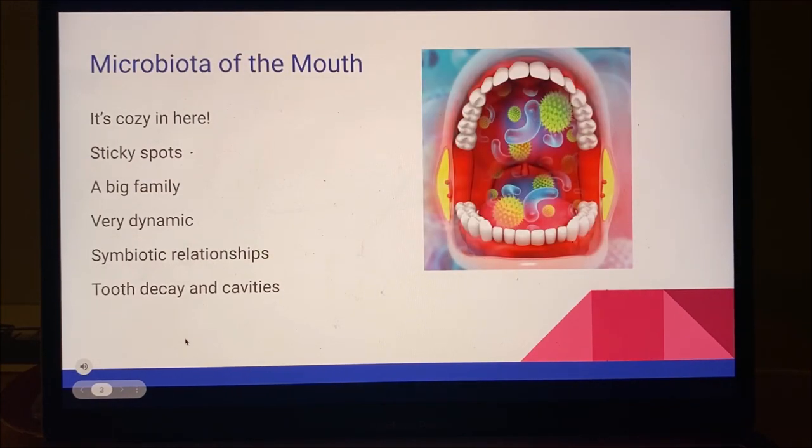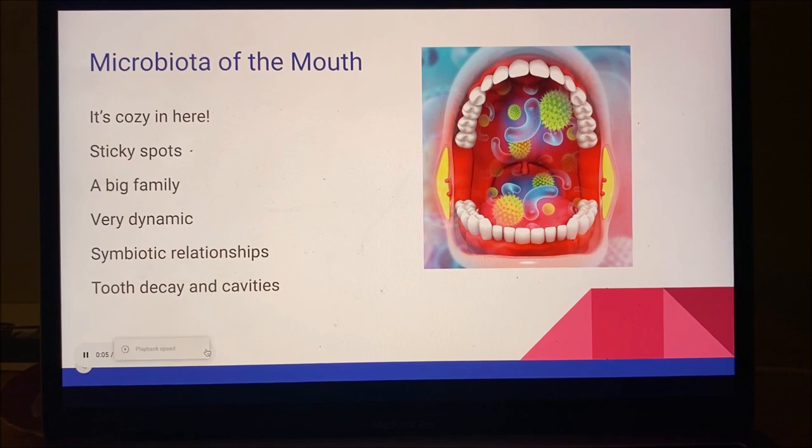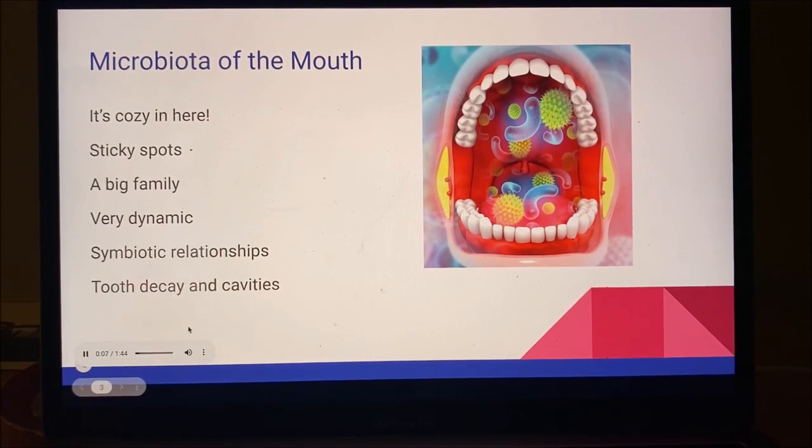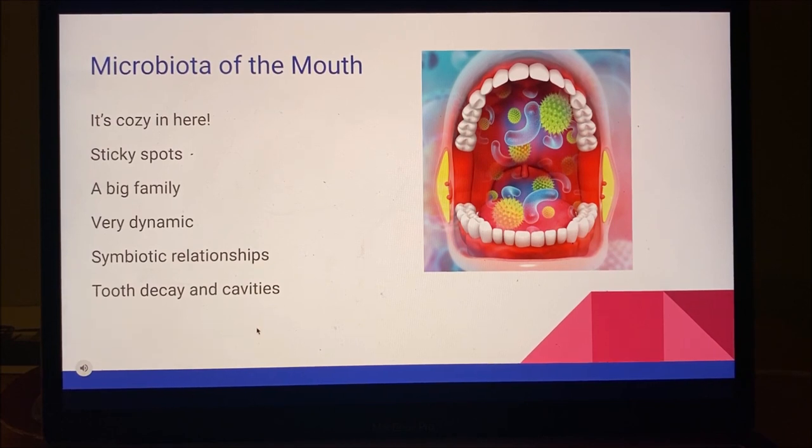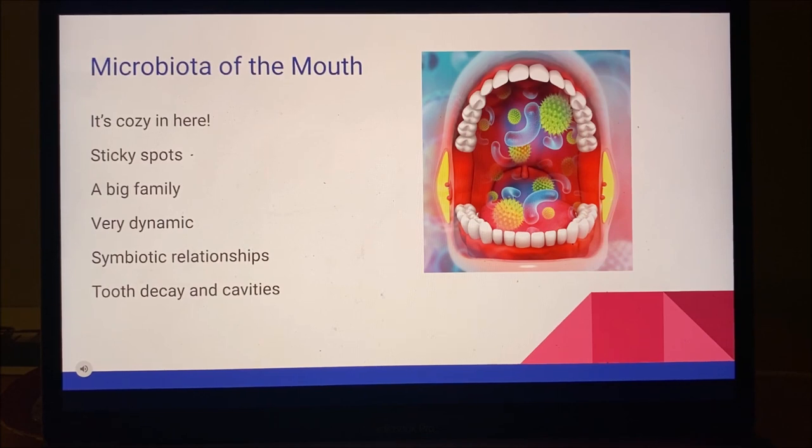The mouth is a cozy place for some microorganisms because of its availability of water and nutrients, and the neutral pH and its warm temperature. Some microorganisms in the mouth can resist the mechanical removal from chewing and swallowing by adhering to surfaces such as gums and teeth. Others get swallowed or shed by epithelial cells.